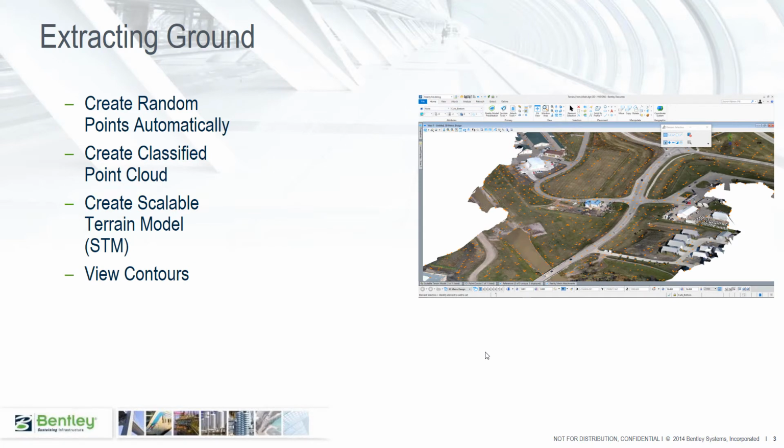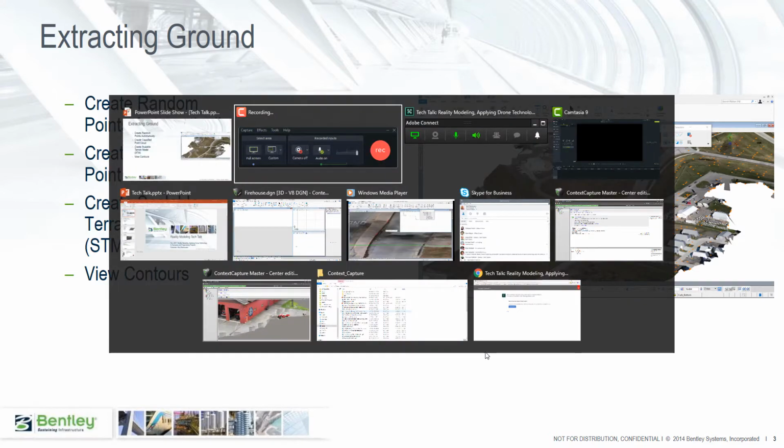So extracting ground, basically the first step is to create random points automatically. It's very quick to do. We can check it. There's some more technical levels that I get to depending on a complex site. Today is a rather simple site, but you could always work with me and we can go through more complex sites if need be.